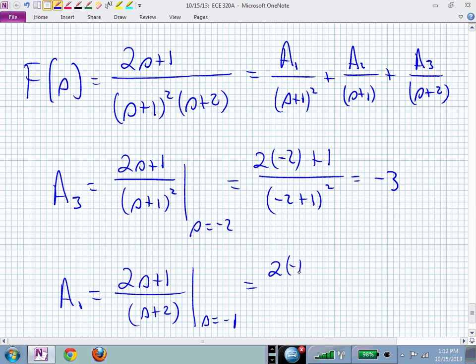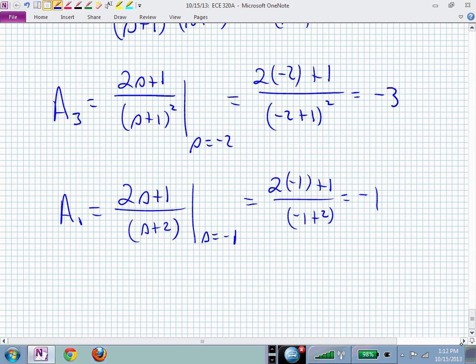This is now 2 times -1 plus 1 over -1 plus 2. Again, we end up with 1 downstairs and -1 upstairs.